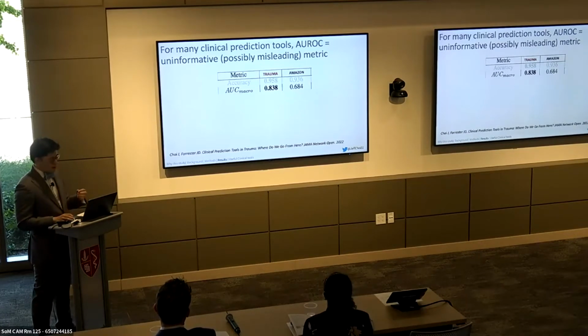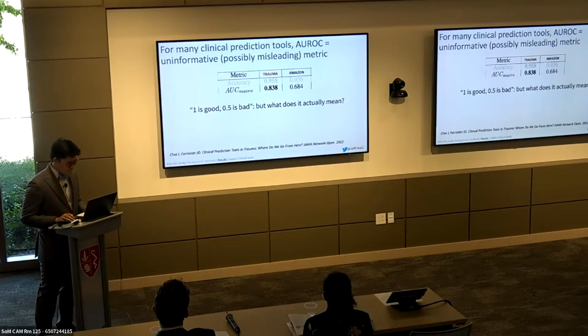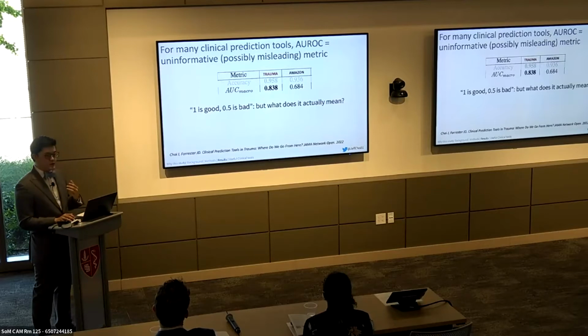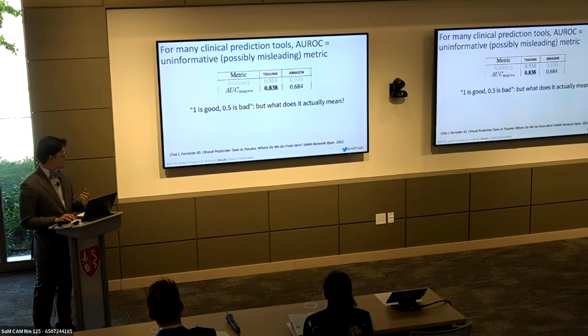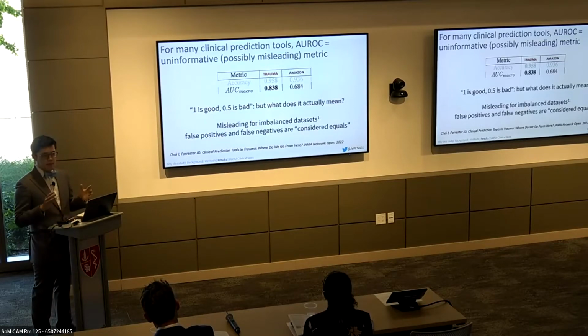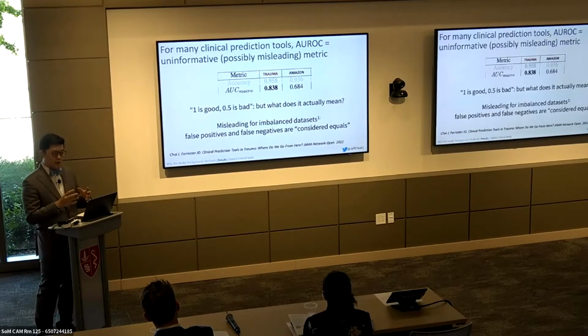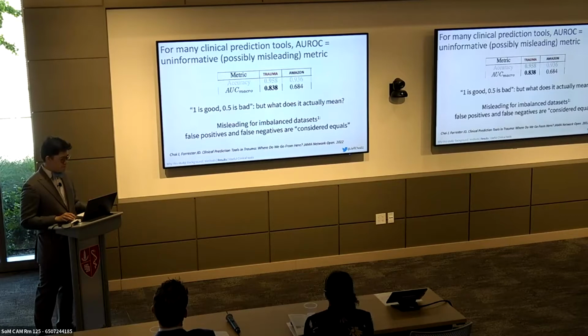So we have the gestalt that 1 is good, 0.5 is bad, but what does the number actually mean? It's really important to understand that a higher AUC doesn't necessarily mean that the prediction tool is better. That's because most clinical prediction tasks involve what's called imbalanced data sets. There are few positive cases that we care about, and comparatively, lots of negatives that we care less about.